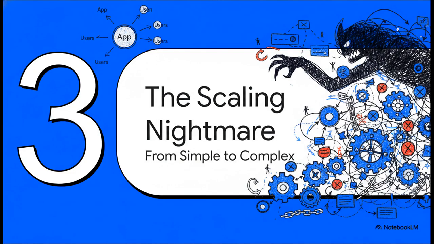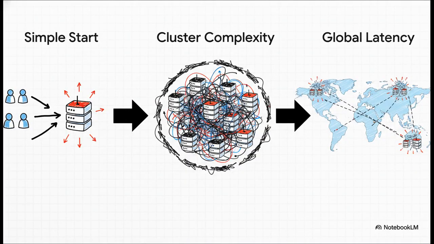Okay, so maybe for some apps, you could live with a little message loss. But what happens when your app actually gets popular? This is where that simple, elegant model starts to unravel and turn into a complete and utter scaling nightmare. See, a single Redis server can only do so much, so pretty soon you have to scale out horizontally. And that means using Redis cluster.